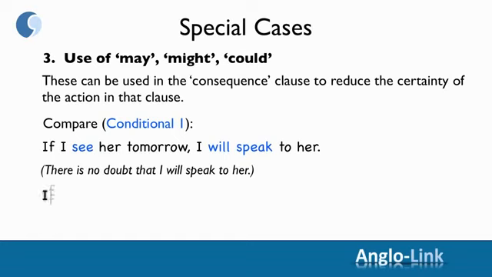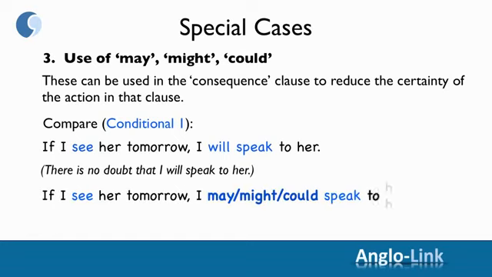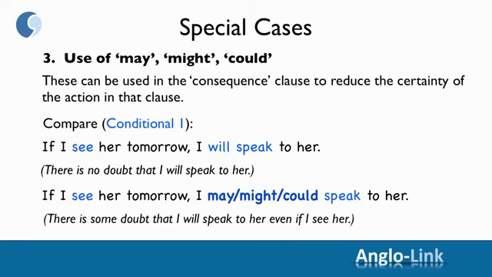Now look at the sentence, if I see her tomorrow, I may speak to her, or I might speak to her, or I could speak to her. This means that there is some doubt that you will speak to her, even if you see her. So we have reduced the certainty of the action in the consequence clause.